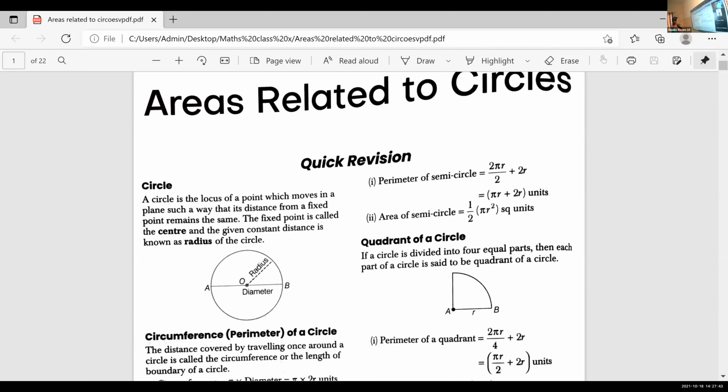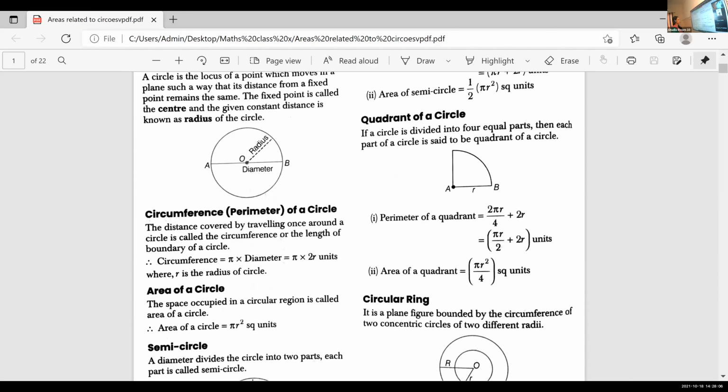So, what is a circle? Look at the definition. Be thorough with the definitions. A circle is a locus of a point. What is meant by locus? Locus means collection of points which moves in a fixed plane from a fixed point, and the distance remains the same. The fixed point is called the center and the fixed distance is called the radius.